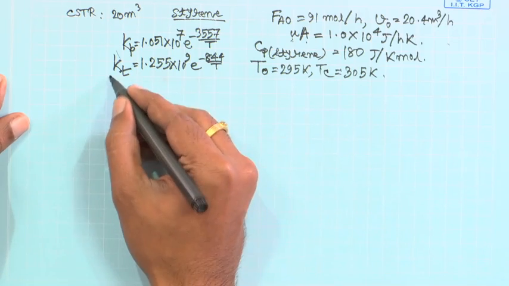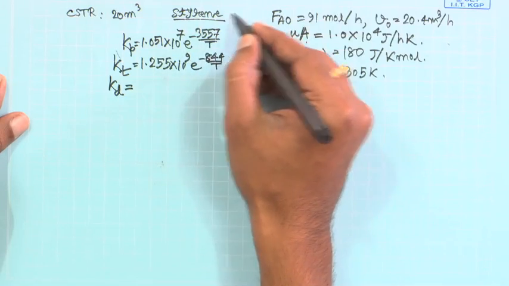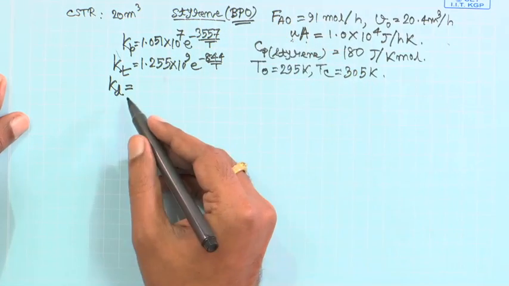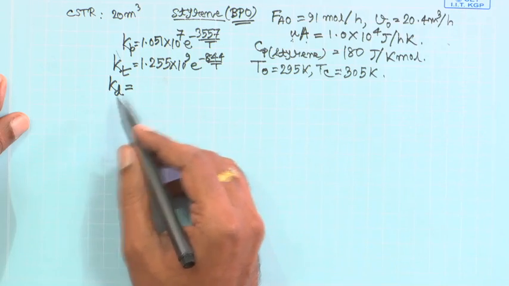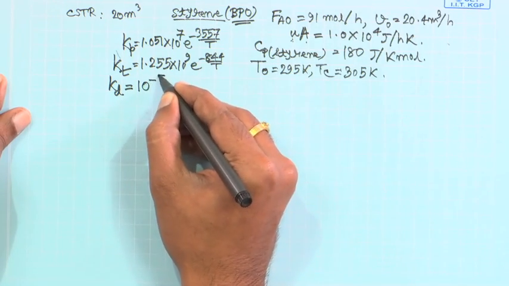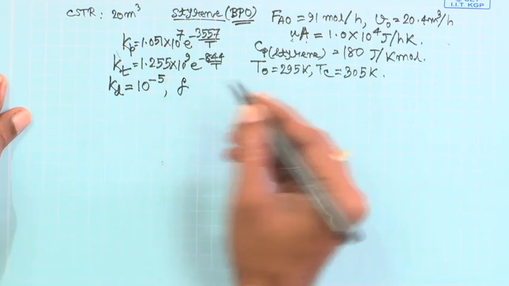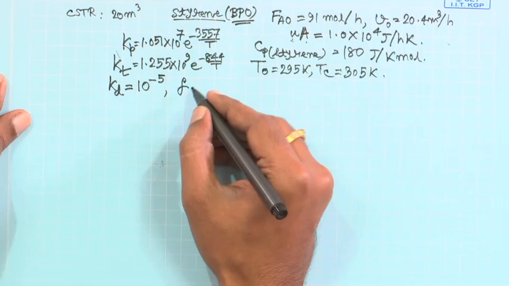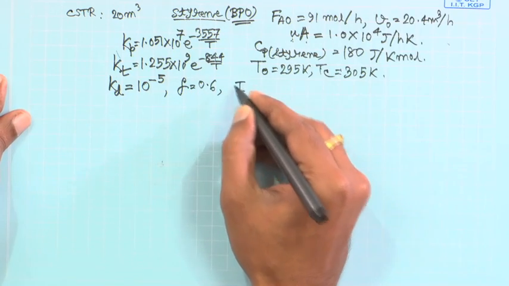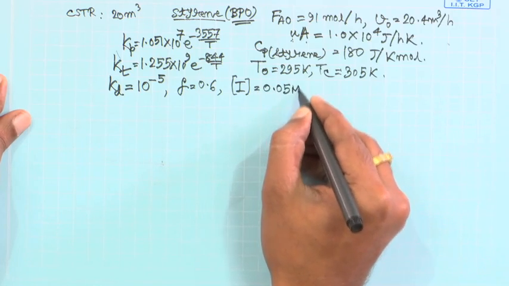And Kd, that is the dissociation constant for the initiator. We are assuming that in this case we are using benzoyl peroxide as initiator. Now, Kd is very small, it also has a dependence on temperature, but for simplicity again I am just assuming it is constant at 10 to the power minus 5. Now, small f, which is the initiator efficiency, let us assume it is 0.6, and let us say the initiator concentration is 0.05 molar.